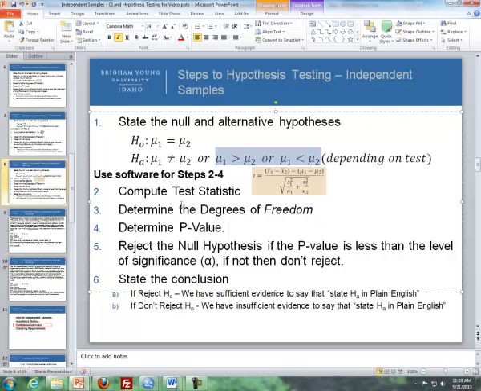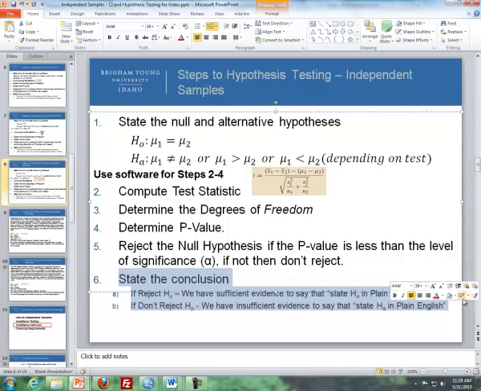Then steps 2 through 4, we do the same thing. We compute a test statistic, determine the degrees of freedom, and get a p-value. This is the formula for getting the test statistic, but basically you'll be using software, whether Excel or SPSS, to get your test statistic. But the last two steps are the same. We either reject the null or not. If the p-value is less than alpha, we reject. And if it's greater than, we don't reject. And then we state our conclusions based on whether or not we rejected the null hypothesis.